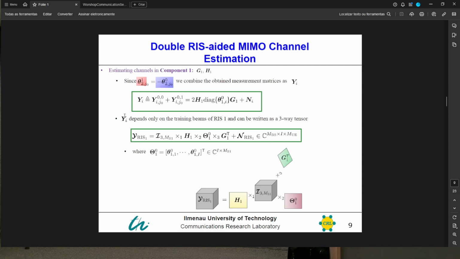We can see that this YI depends solely on RS1. We have used the trick to separate and eliminate the effect from the other RIS, right? Then with that, we can write this measurement matrix as a three-way tensor, as we have shown on the board, which depends solely on RS1. And then with that, we can estimate channels G1 and H1.